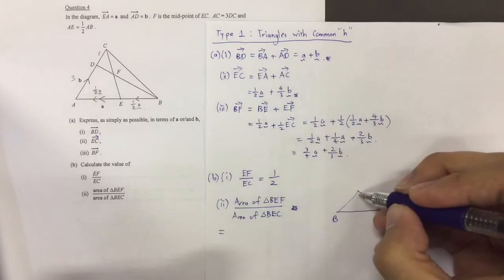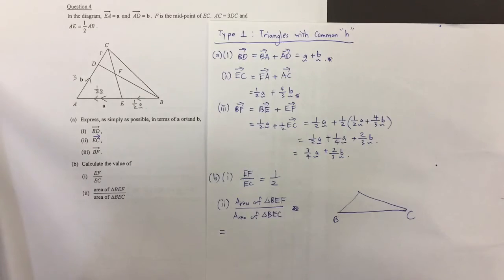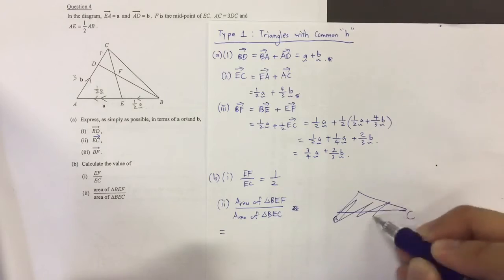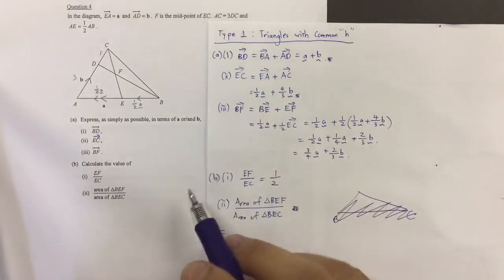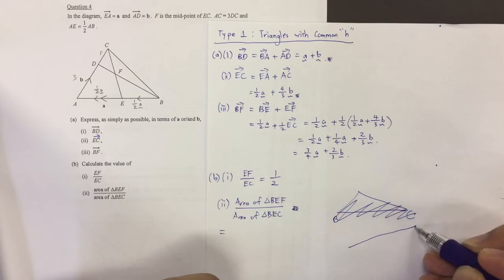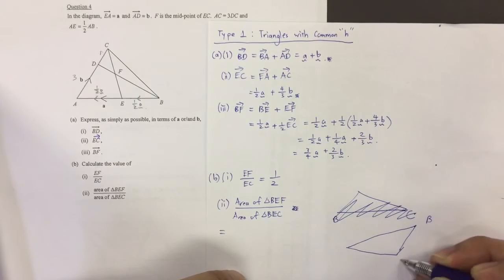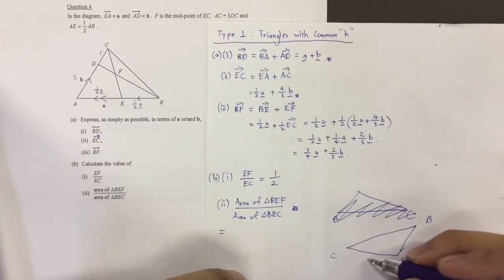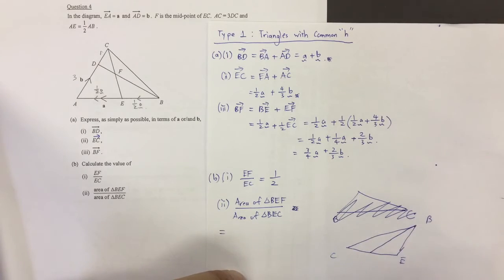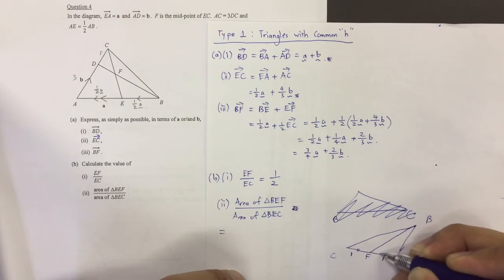Oops, I drew it wrongly. My bad. It should look like this instead. Where we have B, E, C, and we have something that looks like this. Pardon my bad drawing, but this will be F. And we know for a fact F is the midpoint, so this is like half and half.